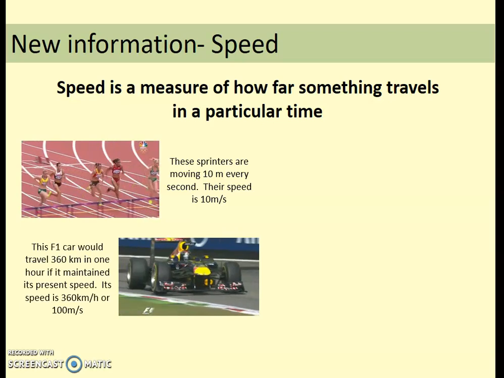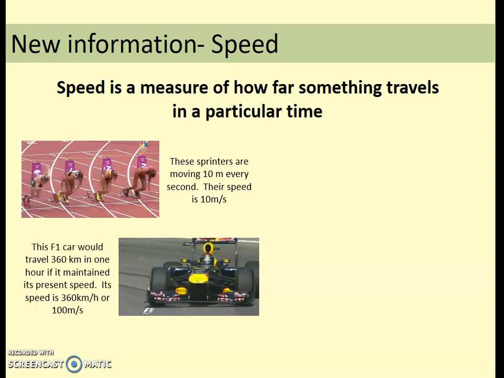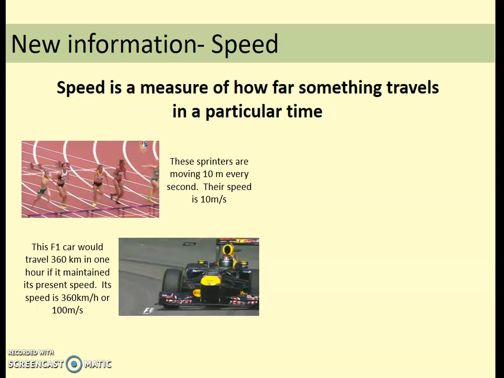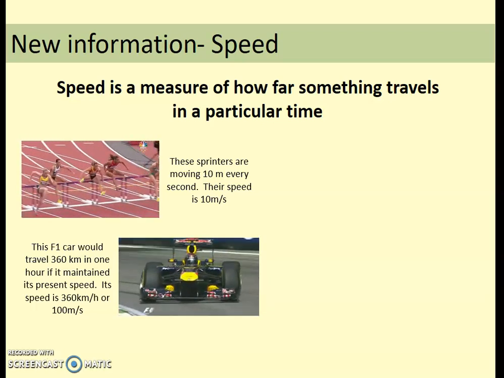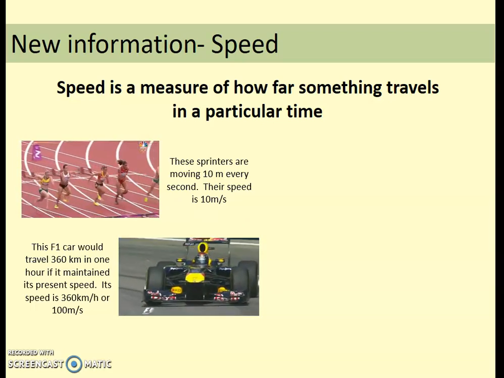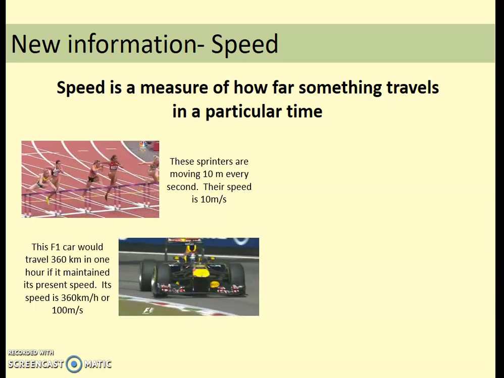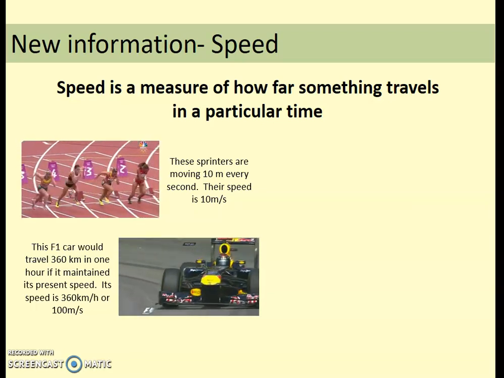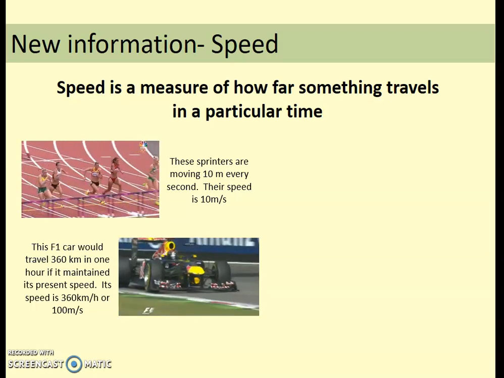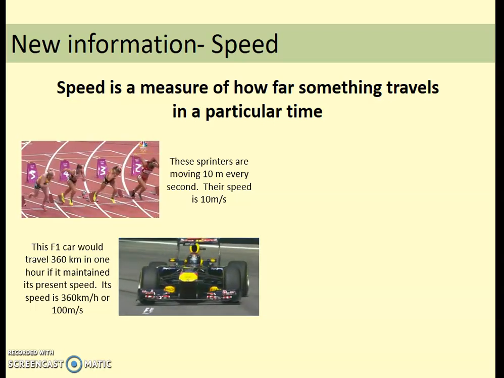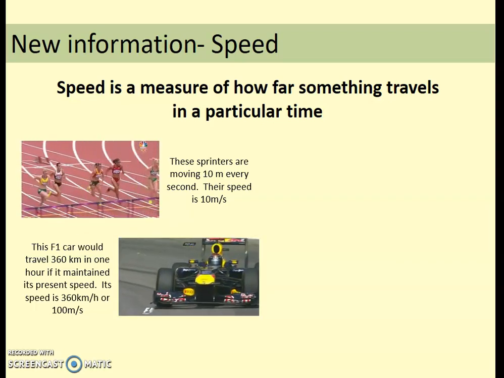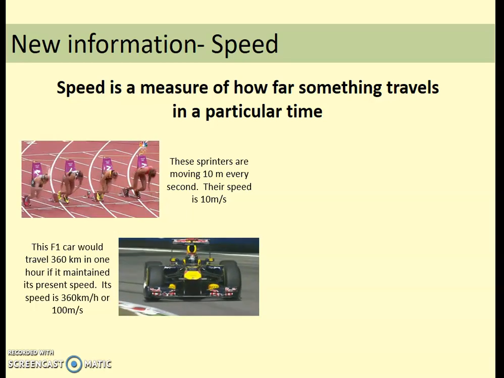You've got a Formula 1 car as well in the example there. You can see it moving around. Now that's travelling at a faster speed of 360 kilometres in 1 hour if it maintained the speed that it's currently at in that video clip. So the speed could either be 360 kilometres an hour or 100 metres per second. Now as you can see, there's different units there. Now for speed there can be different units. There's not just one typical unit, it can be other units as well. But the one that you need to make sure that you understand is meters per second.